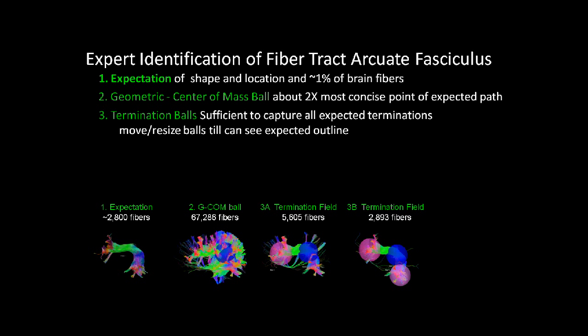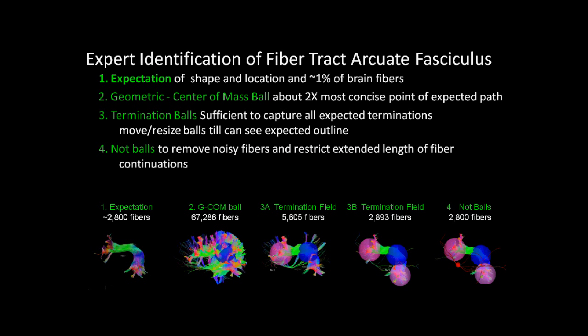And noted, we started from 300,000 fibers. Then with the first ball, we went to 67,000. The first termination ball took us to 5,000. After the second termination ball, we're down to 2,893 fibers. Note, we also have fibers that are erroneous within that set. So our expert would typically then identify some NOT balls, as illustrated by the red ball here, and that would exclude those fibers from the set where they don't match the known physiology within that process.